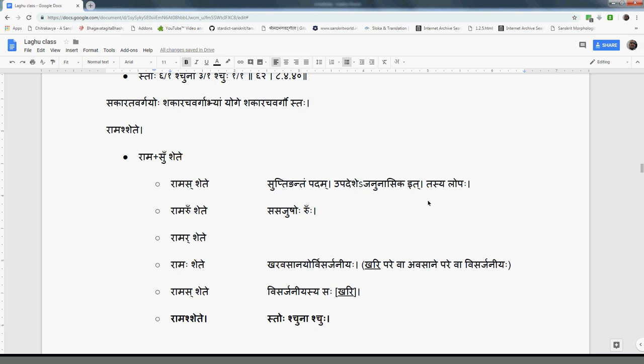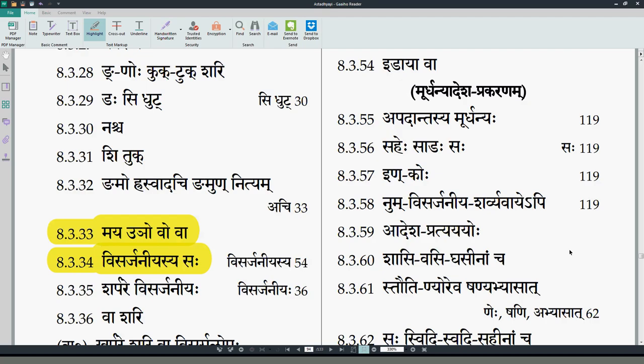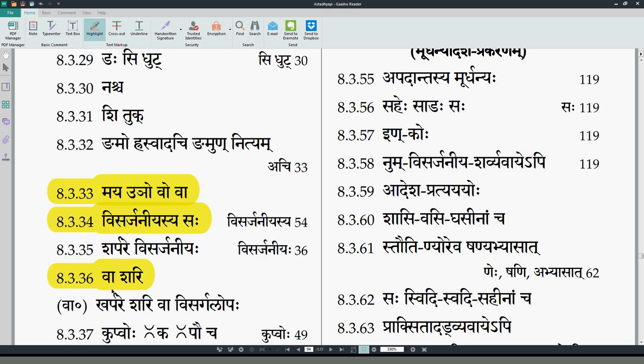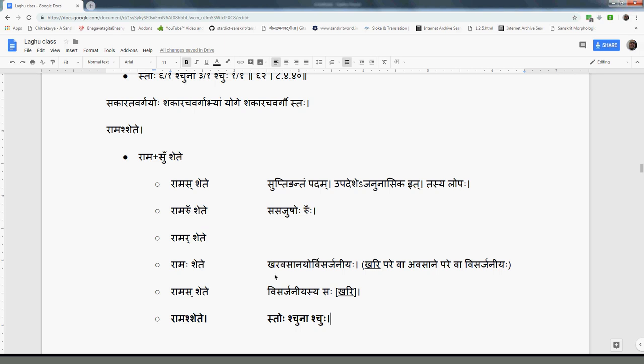So there is another sutra here which makes it a Vikalpa. So here you see another sutra, Vashari. What happens? Vashari means when a Shar letter follows. Currently we saw when a Khar letter follows, that is Khari Pare. But Shar is a subset of Khar.